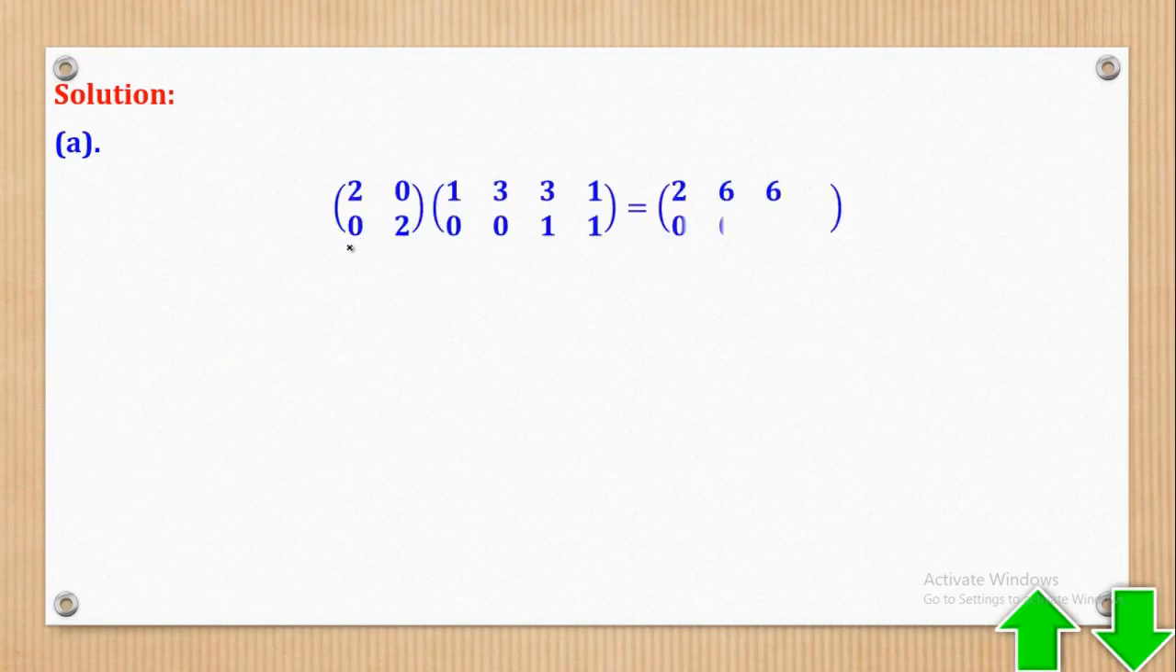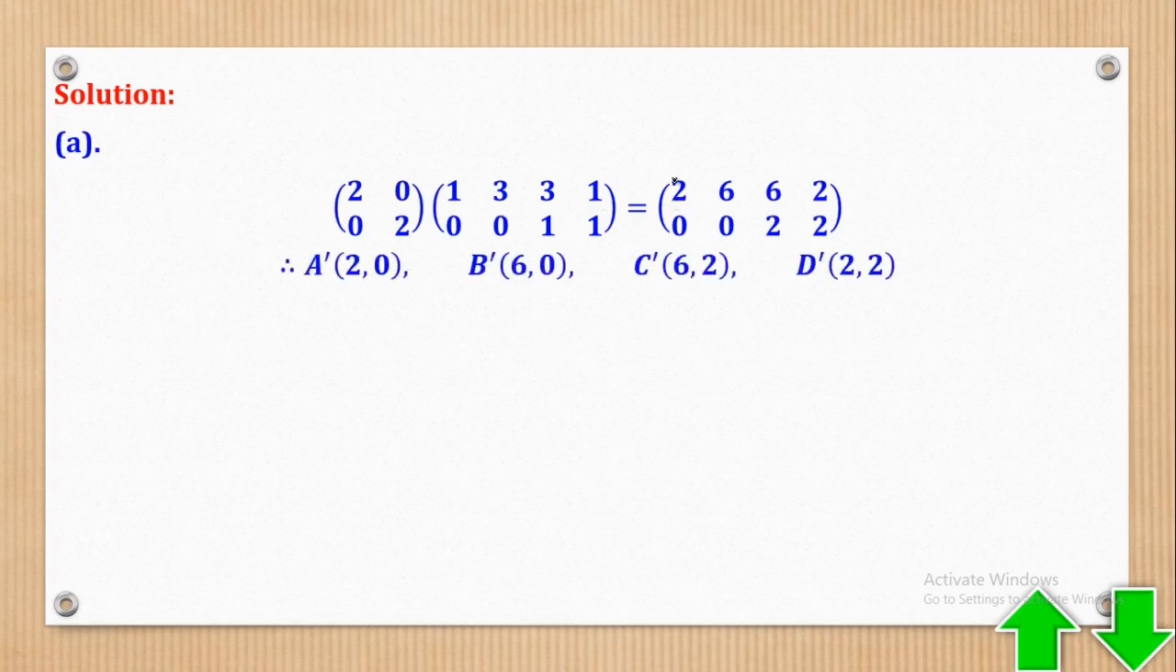For part A, the order matters. This is A, this is B, this is C, this is D, meaning that what will come here will be for A prime, and this will be B prime, and so on, C prime and D prime. Multiplying is row by column. So row by column gives you this value, then this row by this column gives you that value, and do the same to get all the other values. Therefore, you conclude that A prime is 2, 0, B prime is 6, 0, C prime is 6, 2, D prime is 2, 2. That was part A.